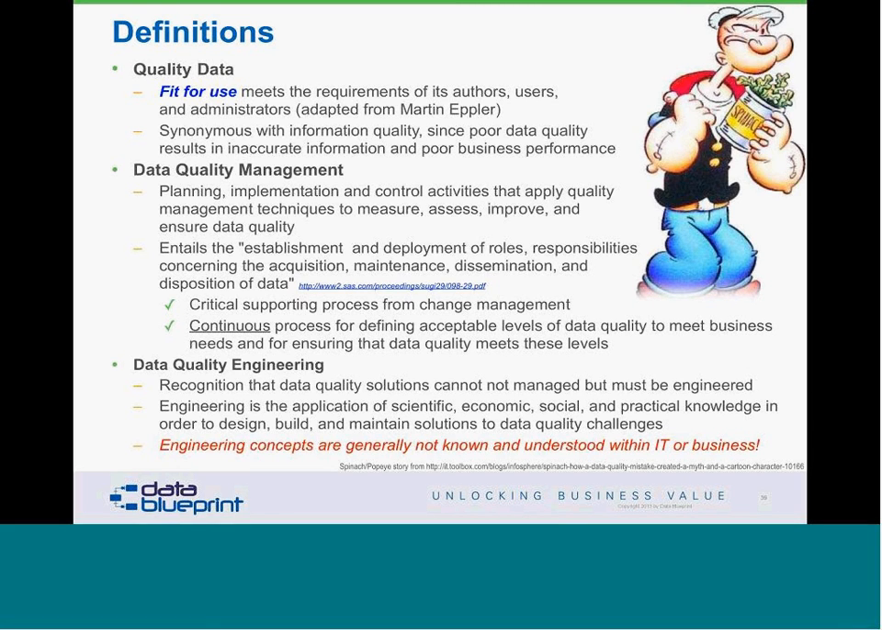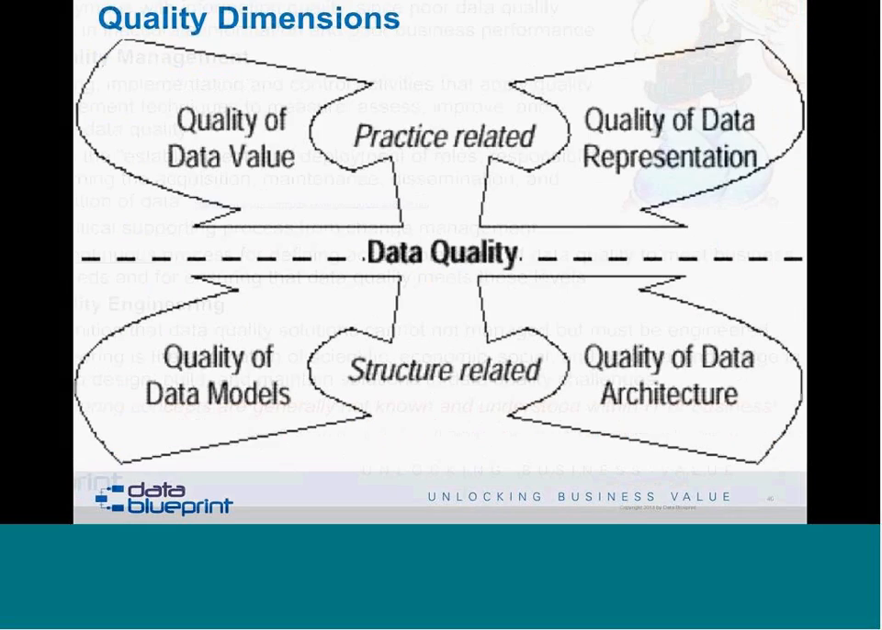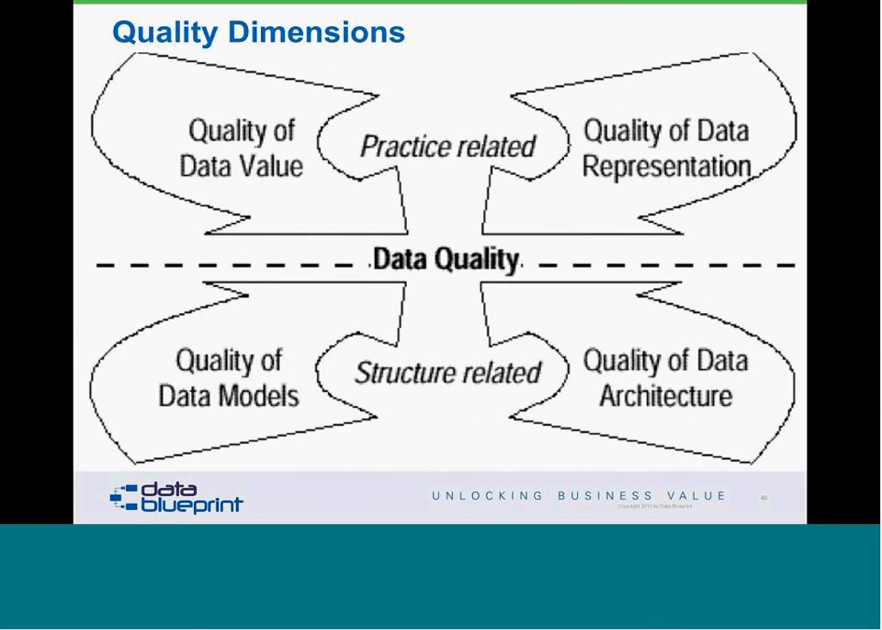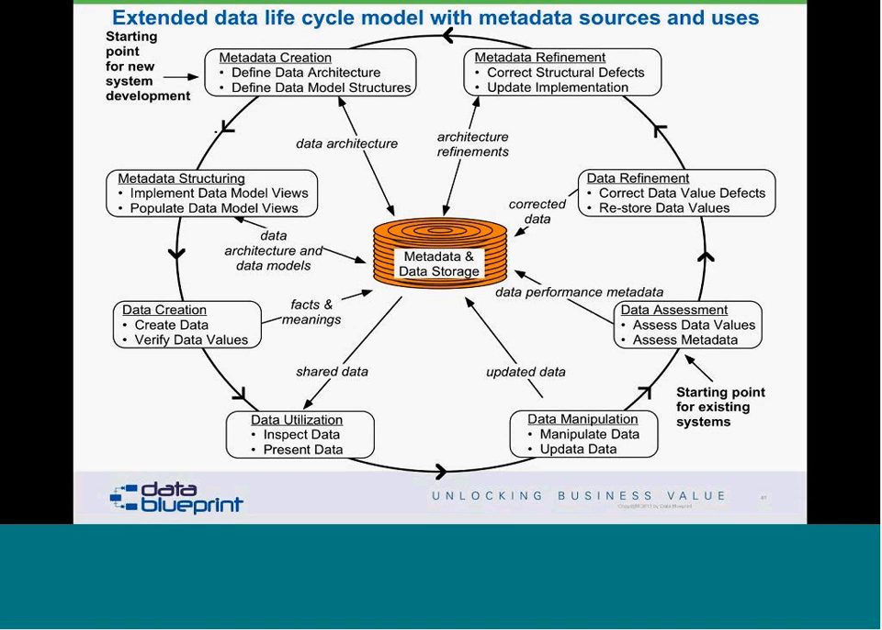I told a little story about Popeye, see if anybody remembers that particular story later on. Again, the idea is that we have quality dimensions that are not generally addressed beyond the value and representation of the quality. It's the quality of the models and the quality of the architecture that supports them, which gives us a very different data quality life cycle than most organizations have.